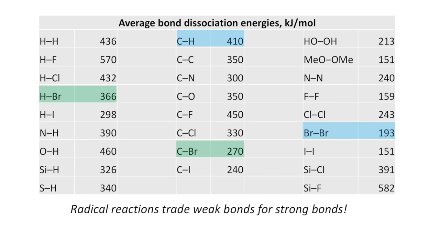So we're trading weak bonds for strong bonds, and that's really the driving thermodynamic force for radical reactions. The bromine-bromine bond is really, really weak. If I can trade that in and get even an HBr bond, that gives me quite a bit more stability. So that's going to be our driving process: weak bonds for strong bonds.